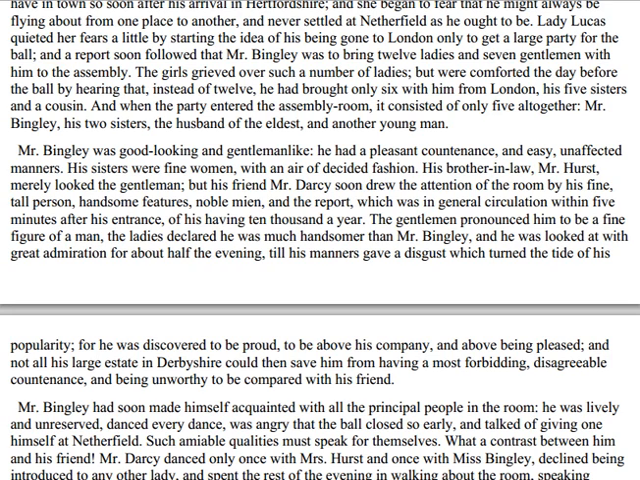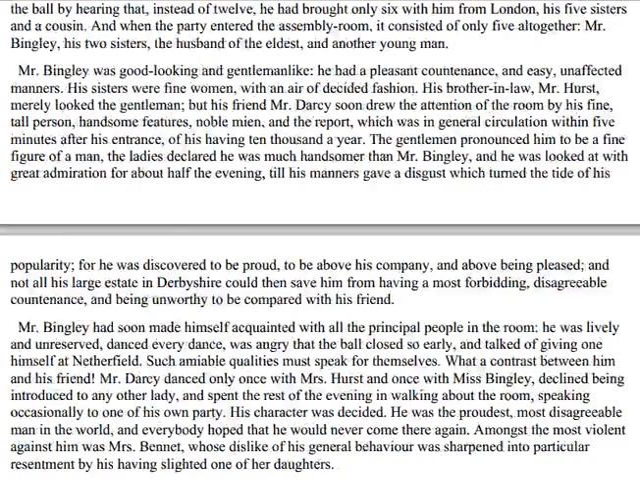All right, and what else? Mr. Darcy danced only once with Mrs. Hurst, and once with Miss Bingley, because he's a fucking shallow bitch. Declined being introduced to any other lady, and spent the rest of the evening walking about the room, speaking occasionally to one of his own party. His character was decided. He was the proudest, most disagreeable man in the world. And everybody hoped that he would never come there again. Everybody. Even Mr. Bingley. Ah, such an asshole. Amongst the most violent against him was Mrs. Bennet, who was just like, fuck that guy! It's like, wow.